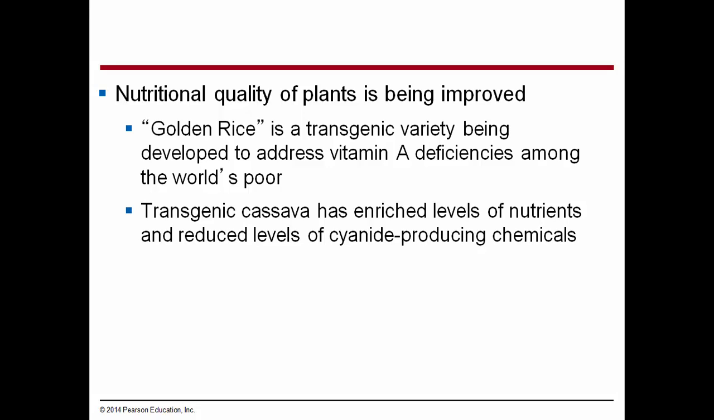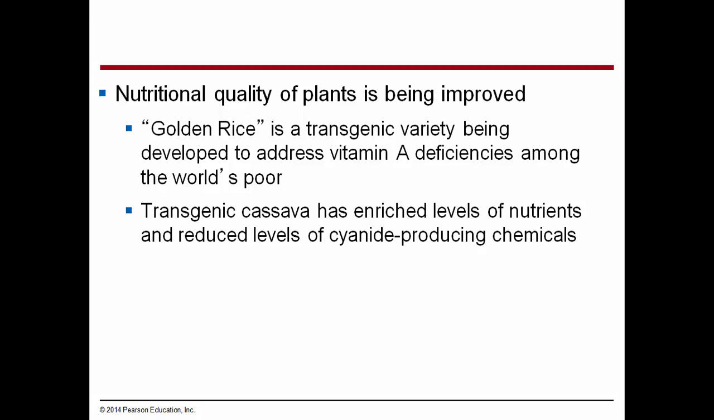Transgenic cassava has enriched levels of nutrients and reduced levels of cyanide-producing chemicals. Cassava is an interesting plant because people have been eating cassava for thousands of years, and it's a plant that produces its own poison. Cassava root has cyanide in it, so you have to prepare it in a certain way. You have to soak it in water, and you have to boil it and treat it in a certain way. Otherwise, it's poisonous. But it's one of those things where you have to wonder, how did people ever think of eating cassava when it's poisonous? You can't just reach in the ground and grab it and eat it like you could a potato. But it is a root plant like a potato. But it has to be treated in a certain way.